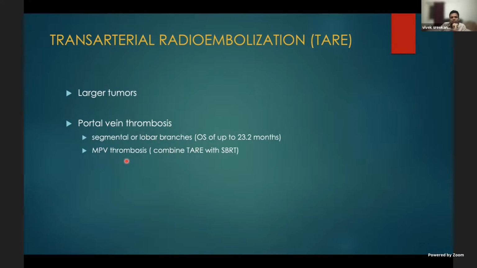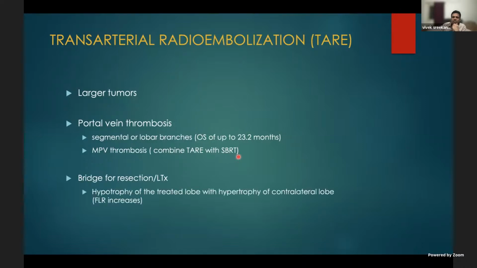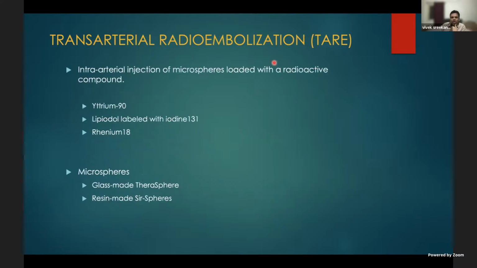When it's a main portal vein thrombosis, either we have to combine the TARE with SBRT or combine the TARE with immunotherapy, and we can do the TARE as a bridge for resection or liver transplant. So when we do a bridge for resection, the treated lobe undergoes atrophy, and the contralateral lobe undergoes hypertrophy, so the FLR increases, so the resection can be done. So these are some of the advantages of radioembolization.